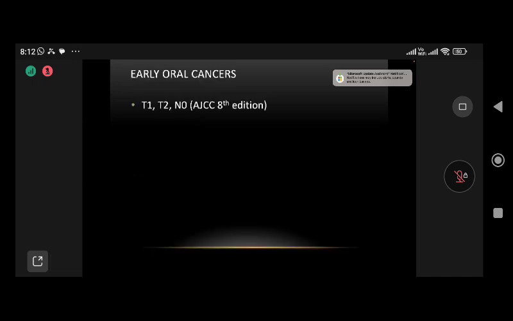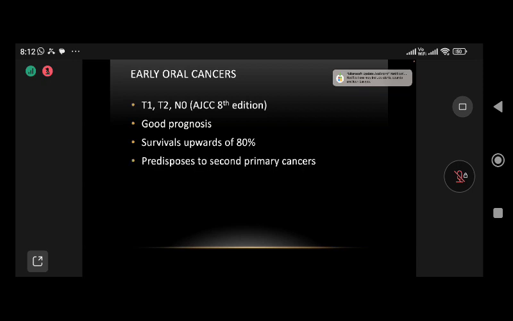When we say early cancers, we generally mean node negative T1, T2 cancers. These patients overall have a good prognosis. Survivals are upward of 80% with adequate treatment. The issue with T1, T2, and T0 cancers is that they may predispose to second primary cancer. So you have to have good treatment modalities that you choose. Also, these patients need to be followed up for a longer time.